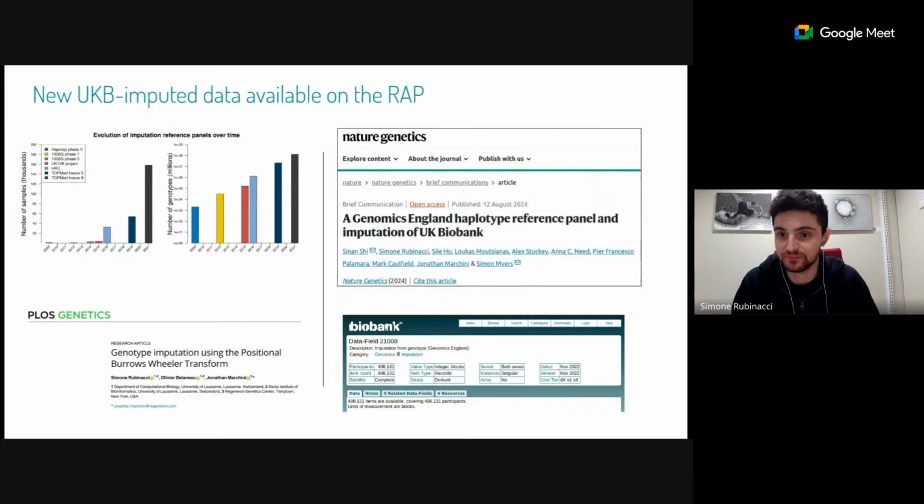We recently used this IMPUTE5 method to impute the entire UK Biobank, again using Genomics England as a reference panel. Genomics England is a cohort of around 70,000 whole genome sequenced samples from the UK. This is a very important resource for GWAS analysis of ultra-rare variants, and the data is being returned and is available on the UK Biobank Research Analysis Platform.